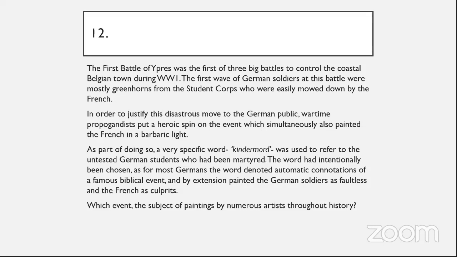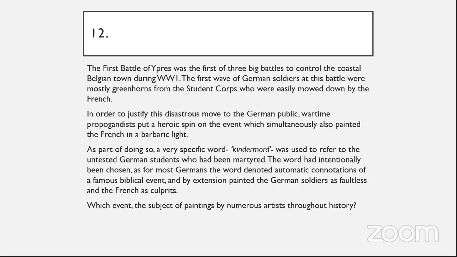In order to justify this disastrous move to the German public, wartime propagandists put a heroic spin on the event, which simultaneously also painted the French in a barbaric light. As part of doing so, a very specific word, Kindermord, was used to refer to the untested German students who had been martyred. The word had intentionally been chosen, as for most Germans, the word denoted automatic connotations of a famous biblical event, which by extension painted the German soldiers as faultless and the French as culprits.